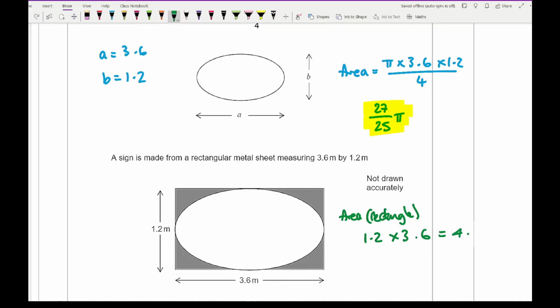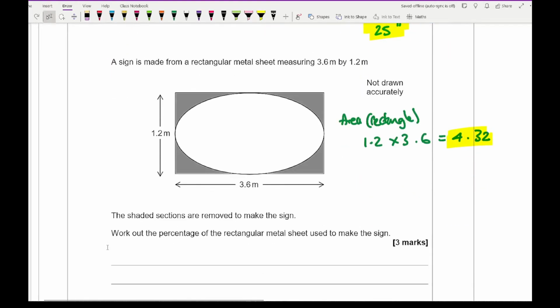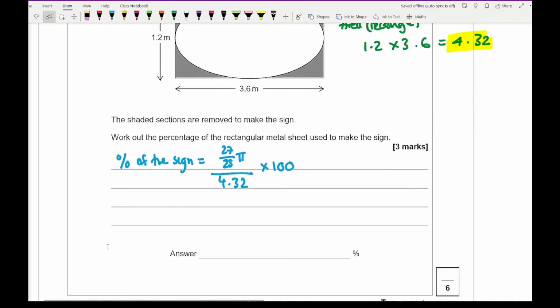And it's going to be, let me just do that again. So 1.2 times 3.6 is 4.32. So then what we need to do is write the percentage amount of the sine. So the percentage of the sine is going to equal 27 over 25 pi over the total, which is 4.32, and I'm going to multiply that by 100 because I want the percentage. And if I type that all into my calculator, I'm going to do that now.